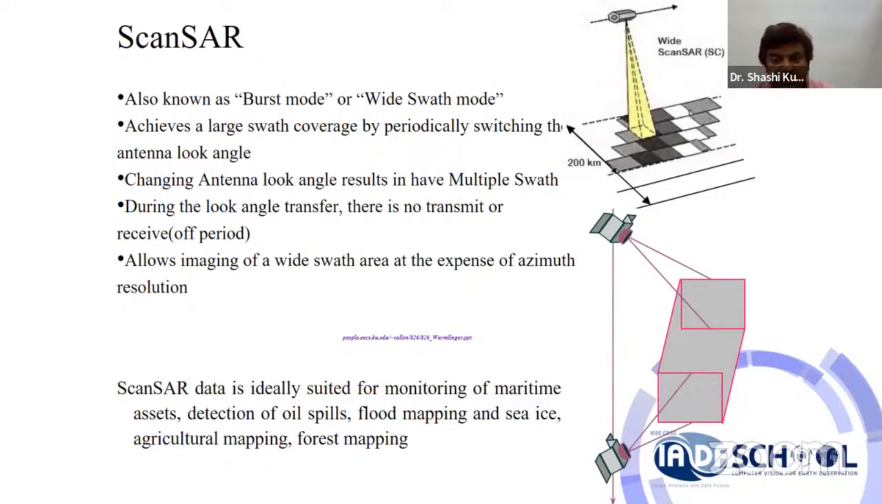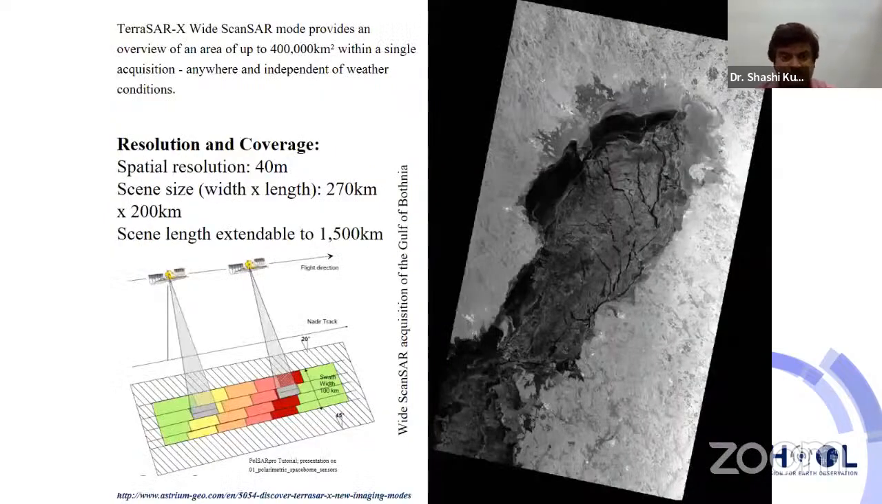ScanSAR mode is used mainly for the mapping and monitoring of large areas. These are used in the monitoring of maritime assets, detection of oil spills, flood mapping and sea ice, and agriculture mapping, as well as for forest mapping and monitoring.